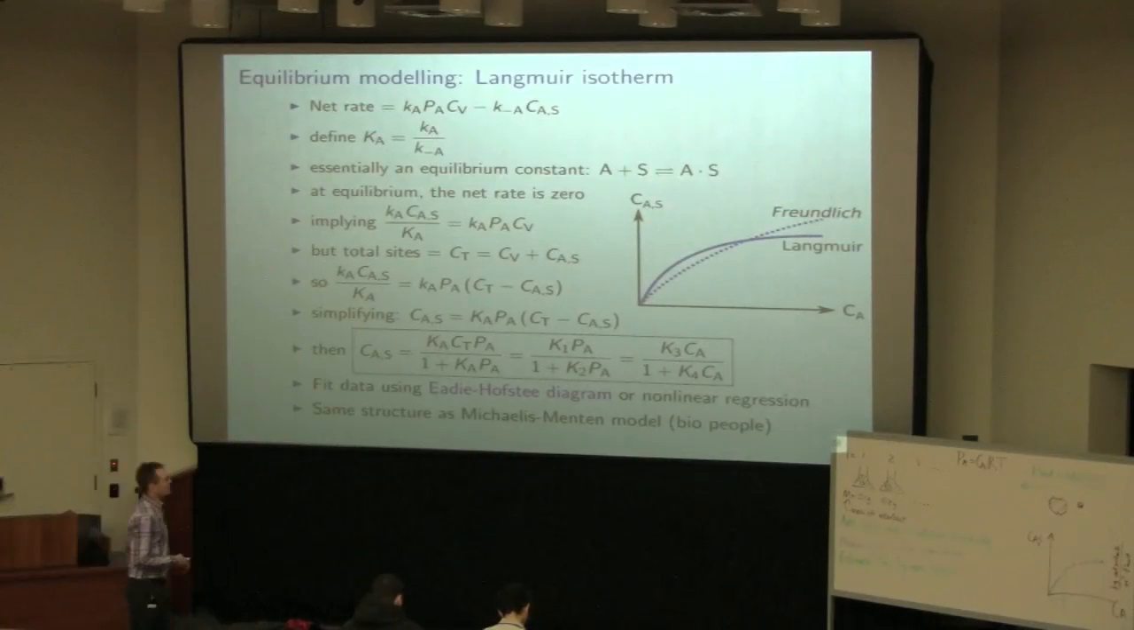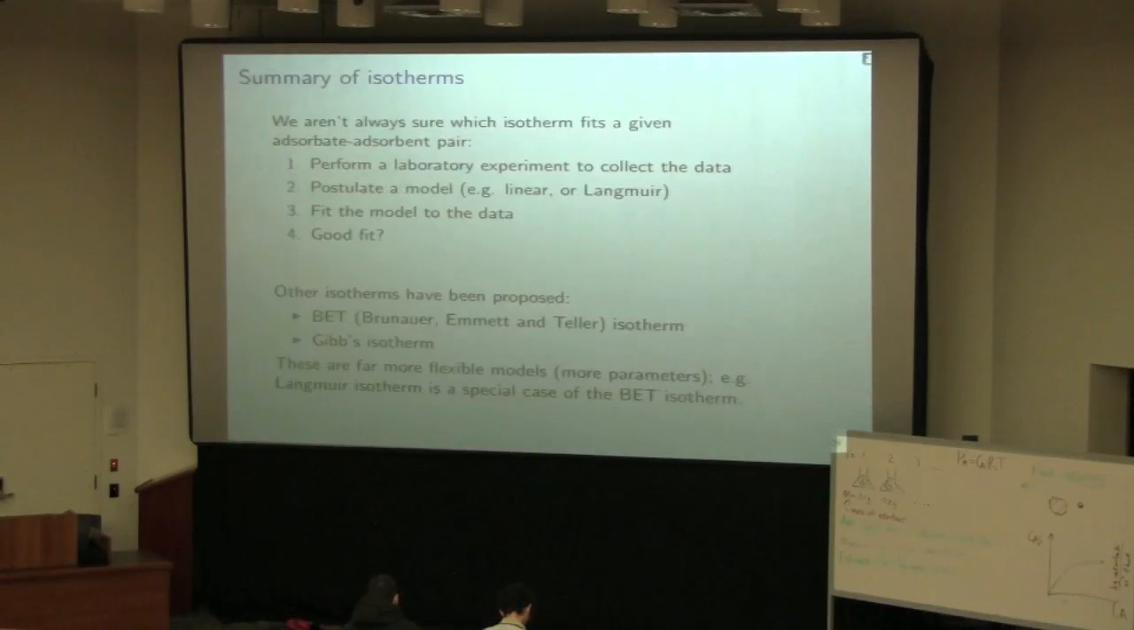So the Langmuir isotherm works well over a wide range of concentrations because it has this built-in leveling off at higher concentrations. So we've now got three options: linear, Freundlich, and Langmuir isotherm. The way to go about it is, we first perform our laboratory experiments to collect the data, then we postulate a model. I'm going to assume it's linear, or Freundlich, or Langmuir. There are actually several other isotherms available that you can read about in the literature that get progressively more and more complicated, like the BET and Gibbs isotherm. Fit your data to the model and estimate the fit. If it's a reasonable fit, then go ahead and use the model. If not, pick another model and iterate until you find a suitable model that works for you.